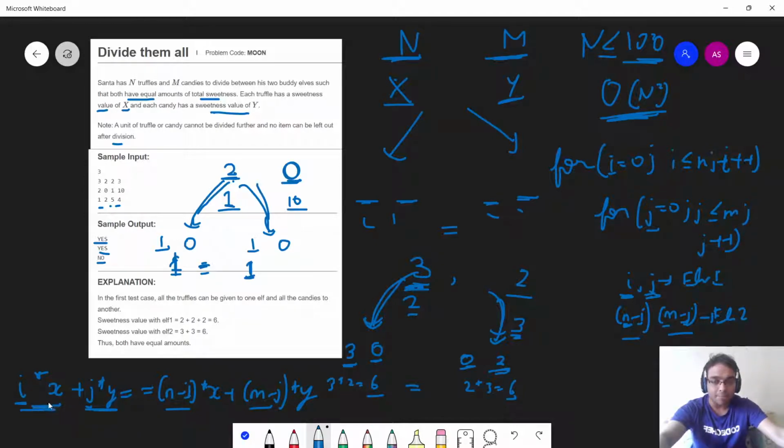My I into x is the sweetness value of the truffles. My n minus I is the count of the remaining truffles, and my m minus j is the count of the remaining candies. And if for any given I and j this configuration turns out to be equal, that means that particular distribution is valid, and hence we can keep a flag variable which is initially false, and if this condition is satisfied, we'll set our variable to true, and whenever your flag is 1, you'll answer yes, otherwise you'll answer no. So this becomes the approach to solve this particular problem.